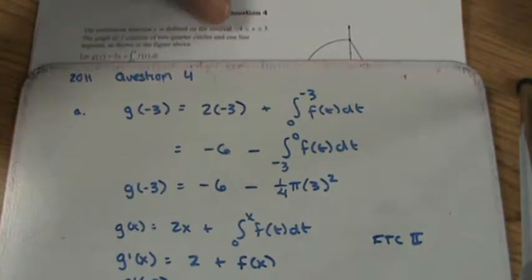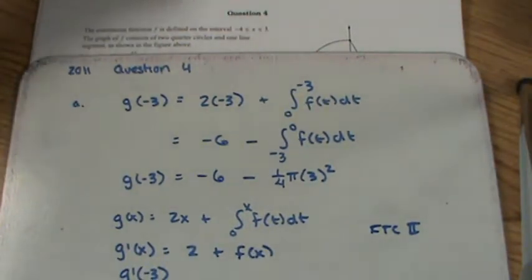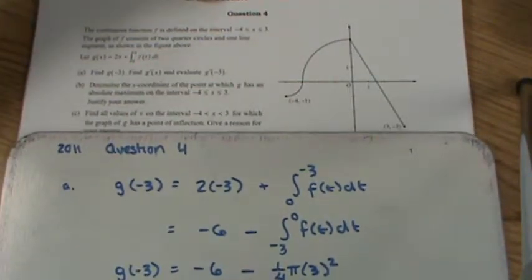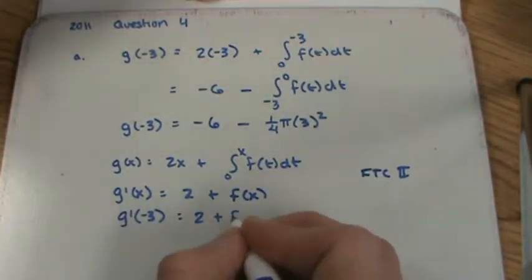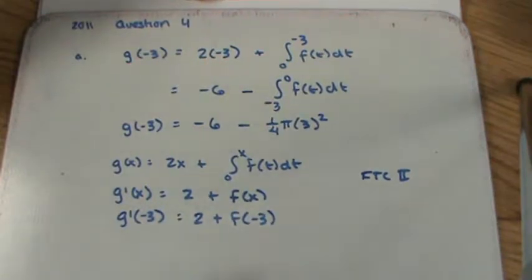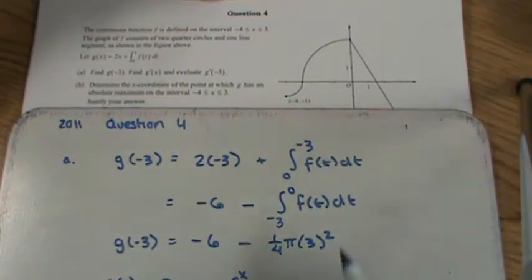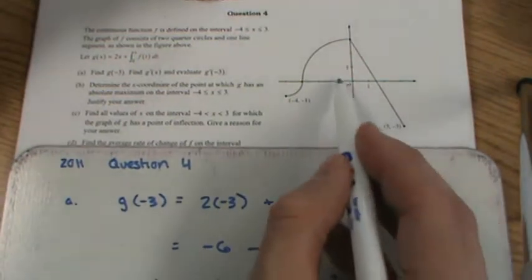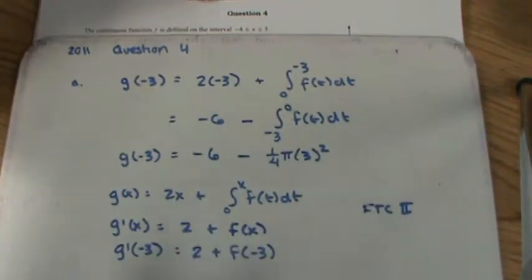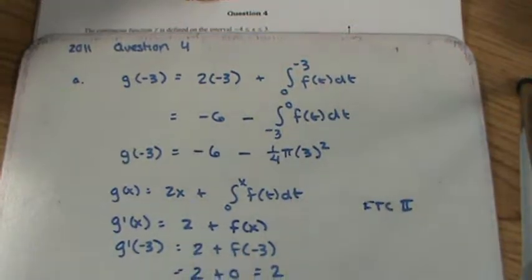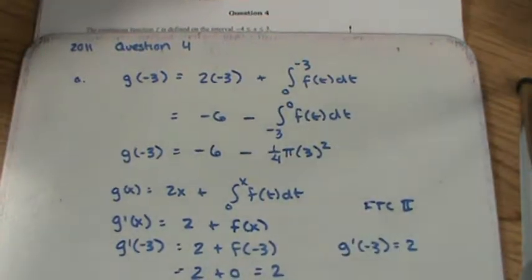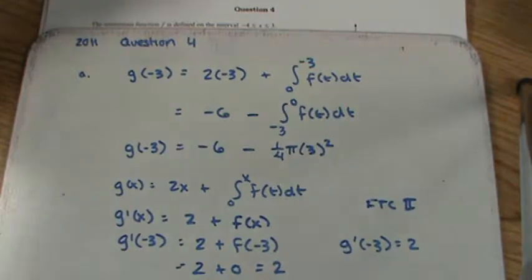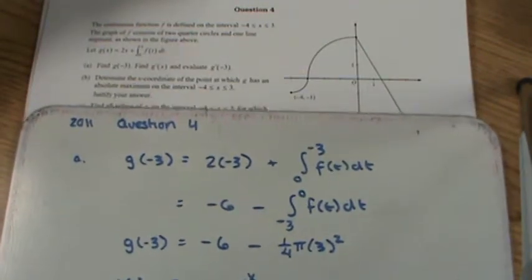G prime of -3, we got to go back to our picture. I'm running out of a little bit of room here, but let's scroll down. G prime of -3 is just going to equal 2 plus f of -3. Well, if we go to the graph, f of -3 is what the graph of f equals at -3, and that equals 0. So this is going to be 2 plus 0, which gives us 2. And so g prime of -3 is 2. And that's all for part A. All right, let's take a look at part B.